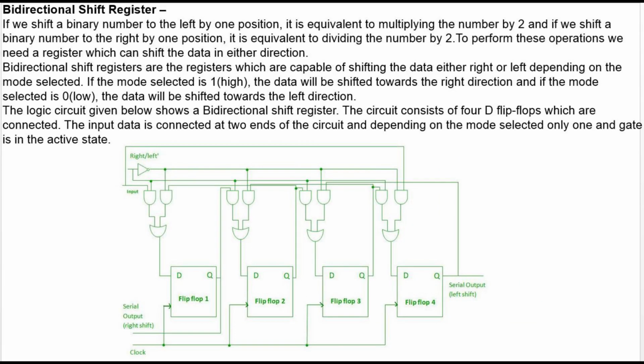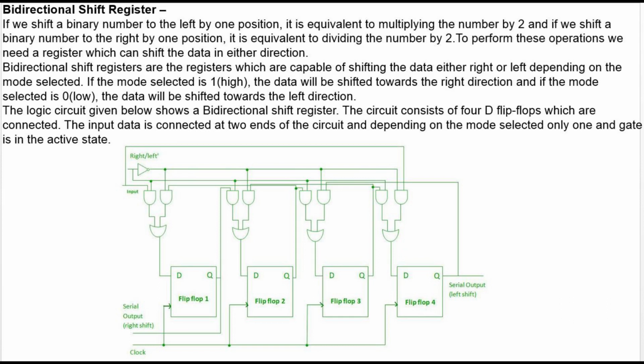Bidirectional shift register. If we shift a binary number to the left by one position, it is equivalent to multiplying the number by 2, and if we shift a binary number to the right by one position, it is equivalent to dividing the number by 2. To perform these operations, we need a register which can shift data in either direction.